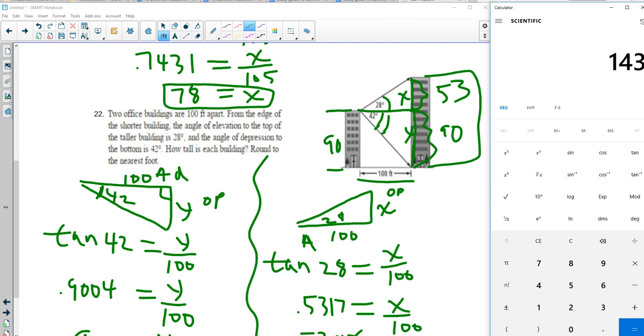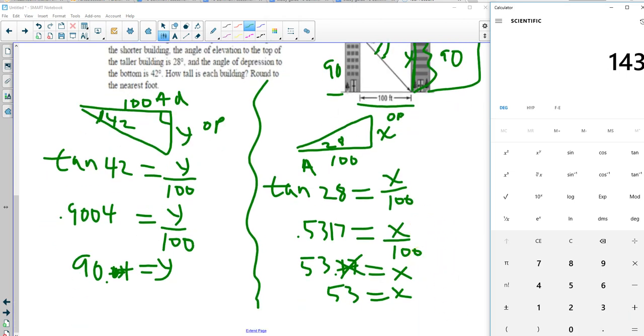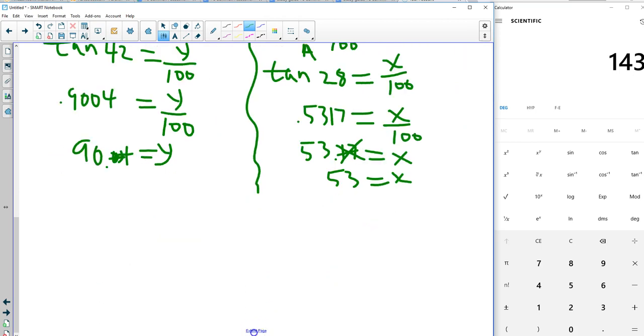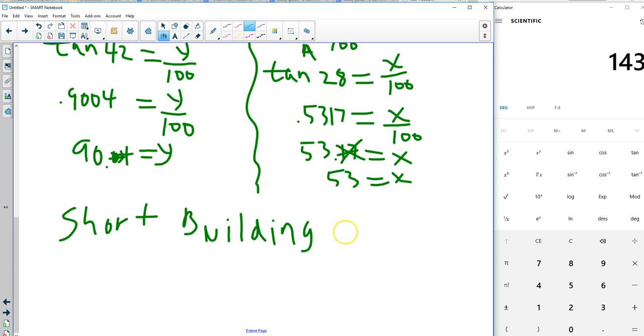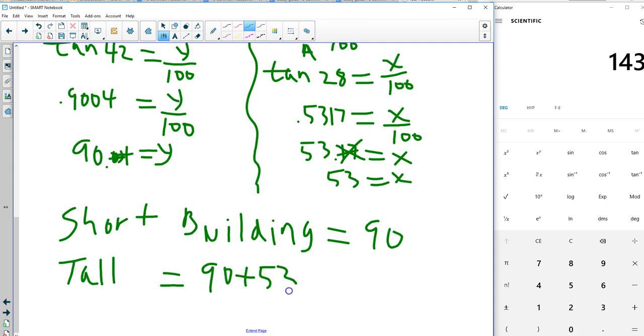So the height of the shorter building equals 90. The tall building equals 90 plus 53, which is equal to 143.